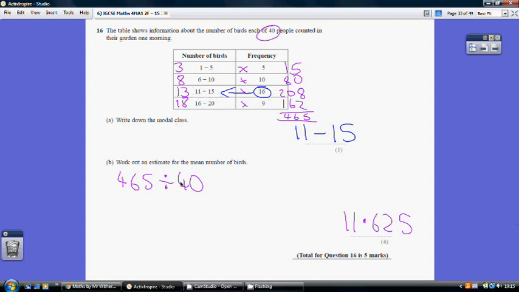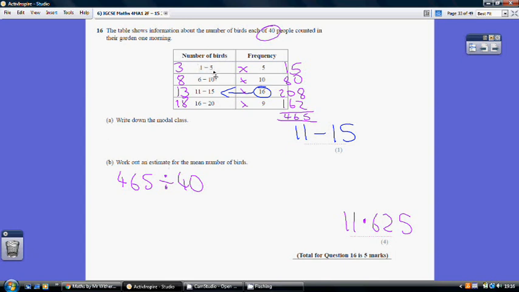Now for part B, we've got to work out an estimate for the mean number of birds. Now to really get behind this, you need to understand what this is telling us. This table is telling us that 5 people saw between 1 and 5 birds in the morning. Okay, now how many birds did they see? We just don't know. It might have been 1, it might have been 2, 3, 4 or 5.